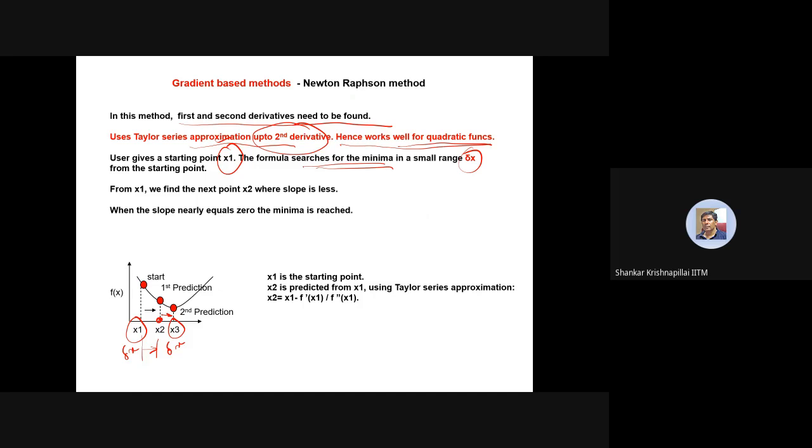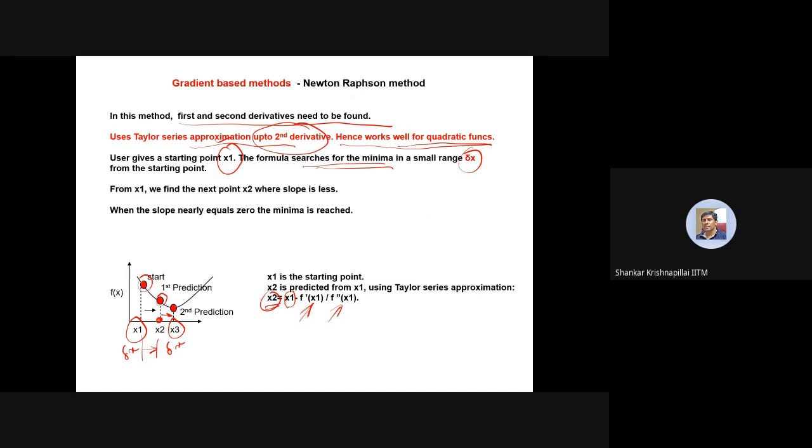So what is the formula for finding x2 from x1? So this is the equation. x2 is equal to the previous point x1 minus first derivative at x1 divided by second derivative of x1. So by this Taylor series truncation, you can find the approximate location of the point where slope equal to 0.